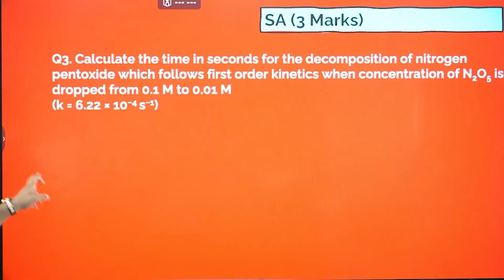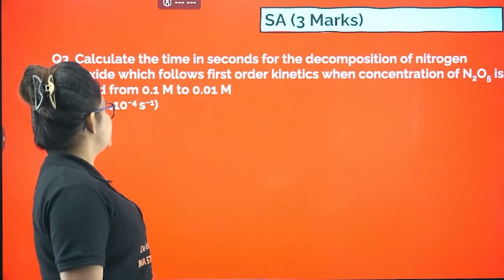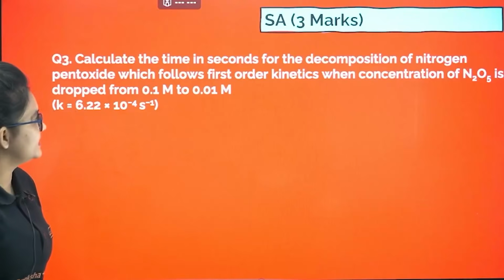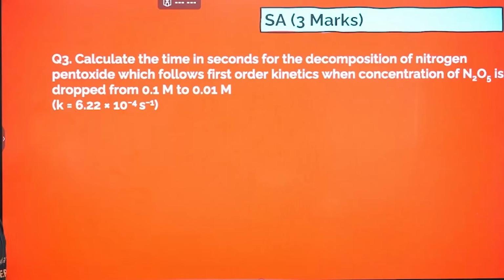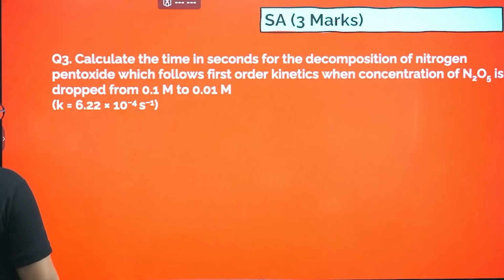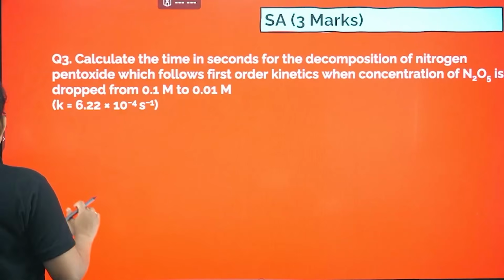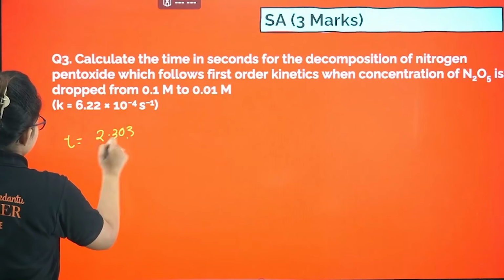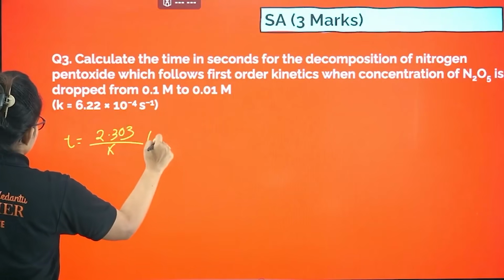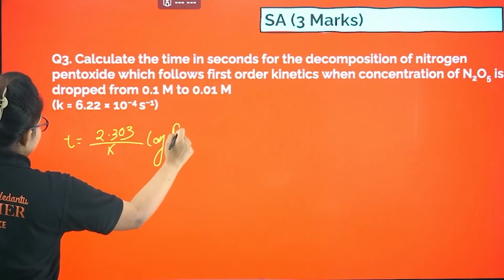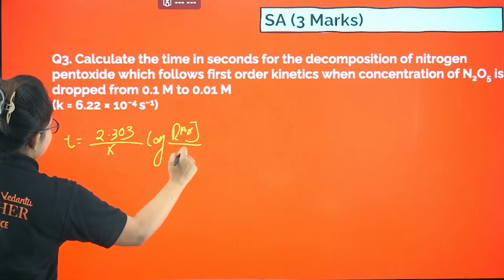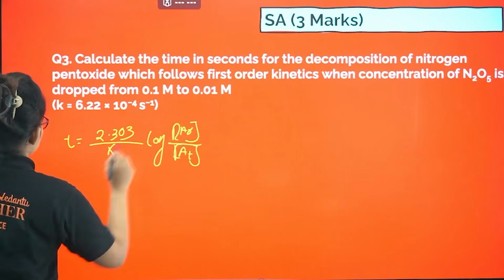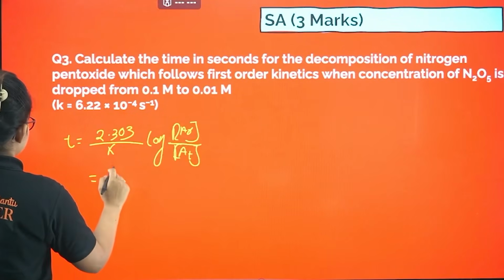Let's proceed. Calculate the time in seconds for the decomposition of nitrogen pentoxide, which follows first order kinetics, when concentration of N2O5 is dropped from 0.1 molar to 0.01 molar. It's very easy basically. For first order kinetics we can use t equals 2.303 divided by K into log A0 by At. Everything, you just have to put the value and calculate.